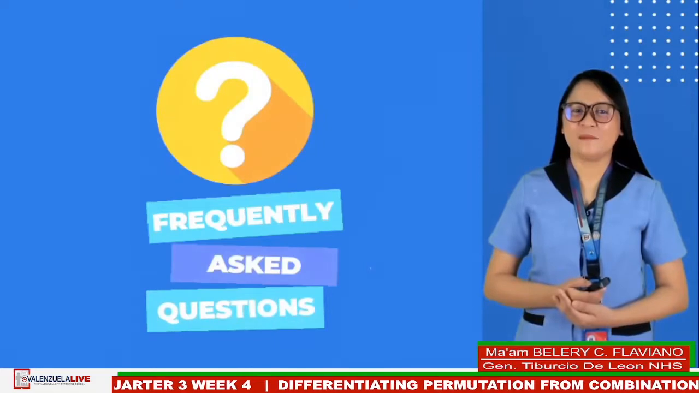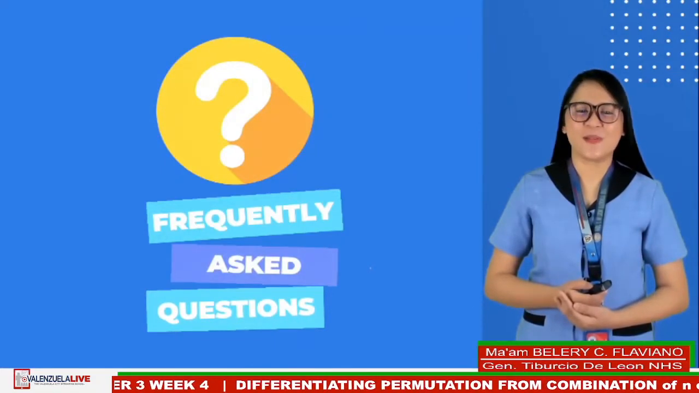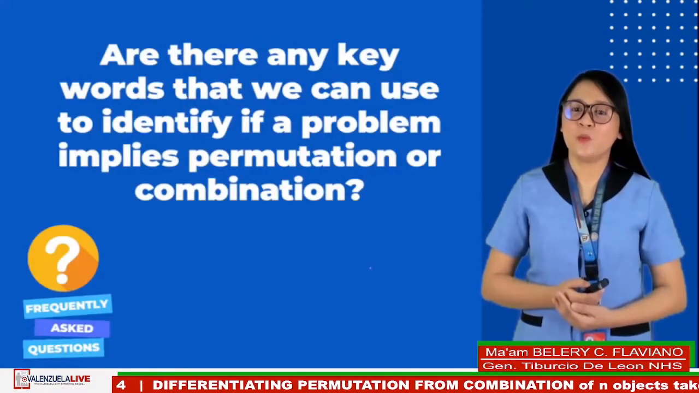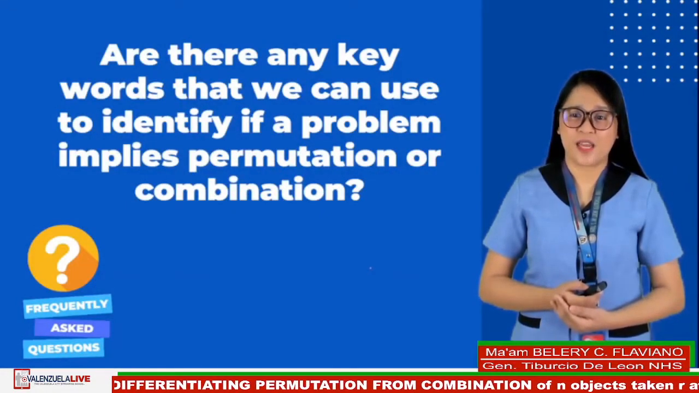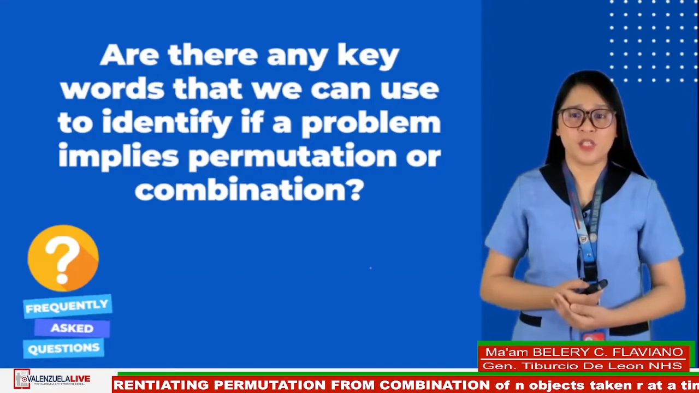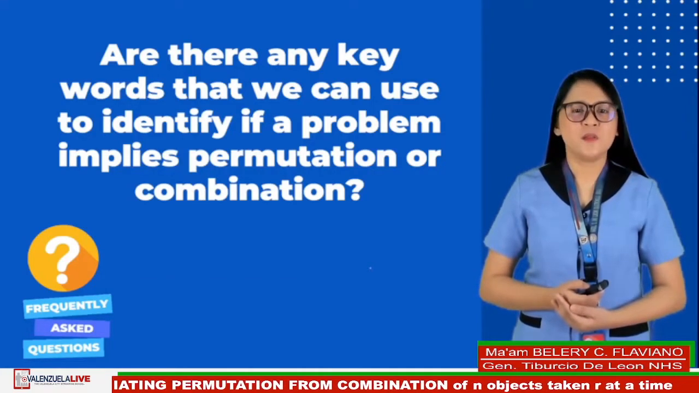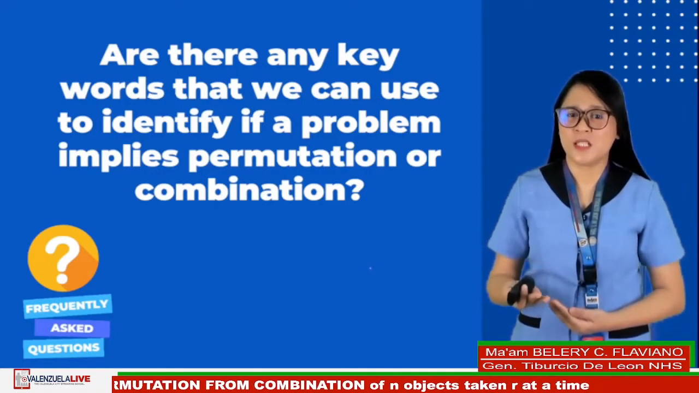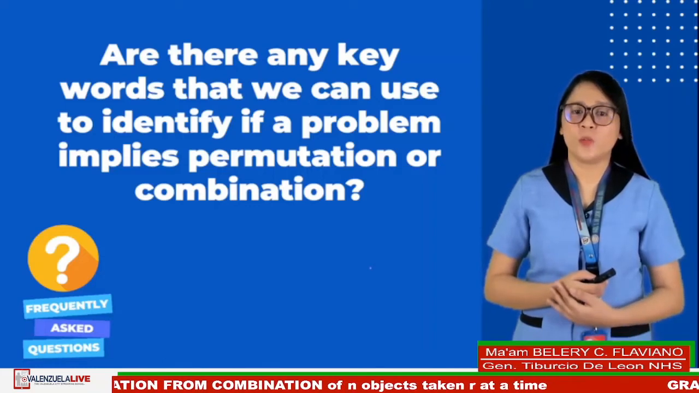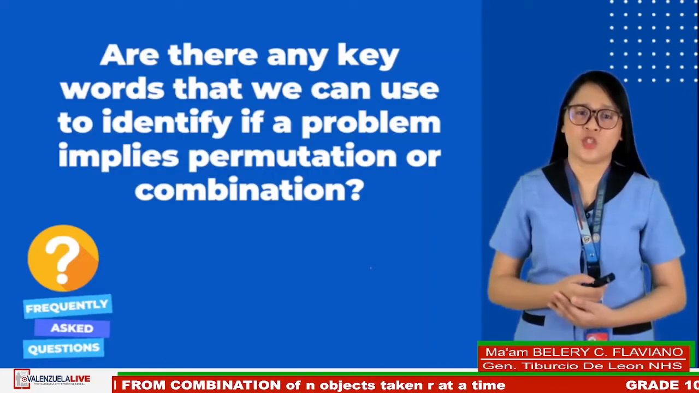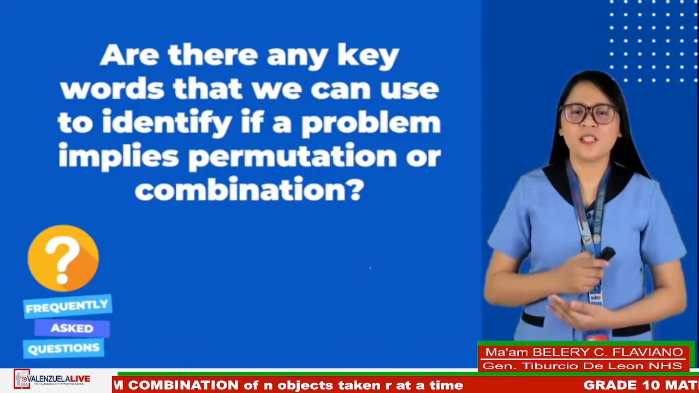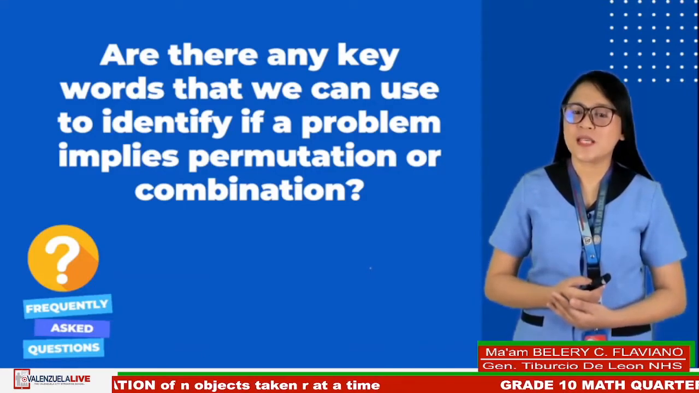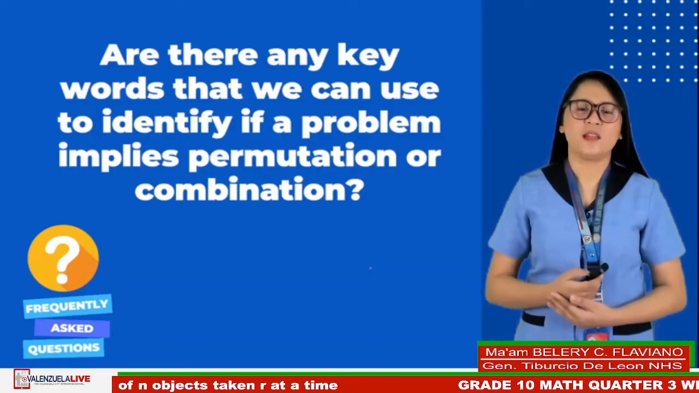Let us now talk about the frequently asked questions regarding our topic. Are there any keywords that we can use to identify if a problem implies permutation or combination? The answer to that is we can keep an eye on words like select or choose for combination, and arrangements, ordered ways, and unique for permutation. But generally speaking, most of the time, you get a question that implicitly uses the application of permutation and combination.